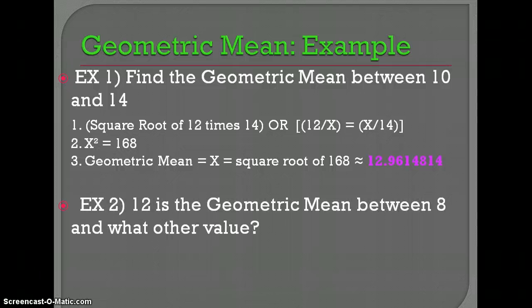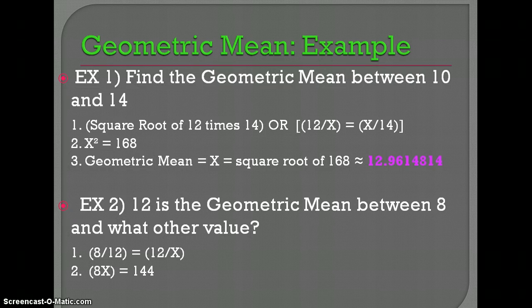Example 2. 12 is the geometric mean between 8 and what other value? So in this case, the geometric mean is given and you are finding the missing value in that data set. So first, again, I'll do the cross multiplying way, because that's the easiest when you're dealing with 2 numbers. So it will be 8 over 12 equals 12 over x. Again, 12 is the geometric mean, so 12 in the formula shown on the previous slide represents x. 8 and x represent the values n and m.